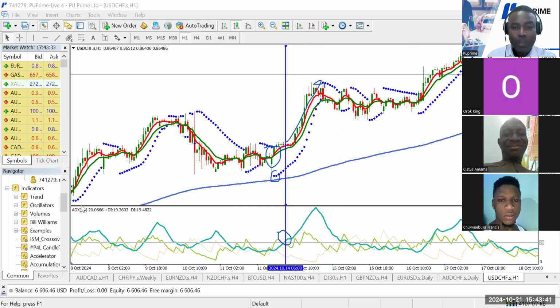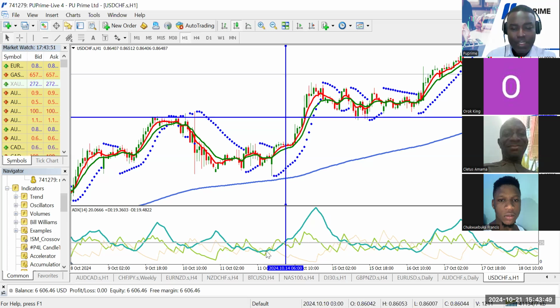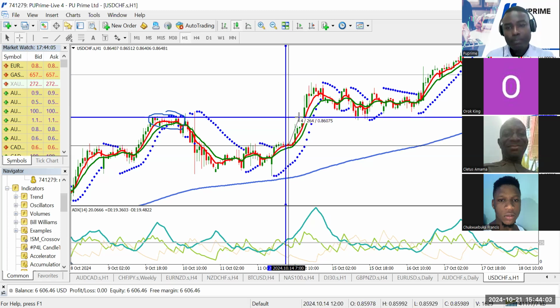Now, to answer the question of the person asking about the take profit level, the take profit level can be your previous high. In this case, this is the previous high. So if your entry is where I put the line there, then your take profit in this case will be that previous high, and that will be 26 pips away.